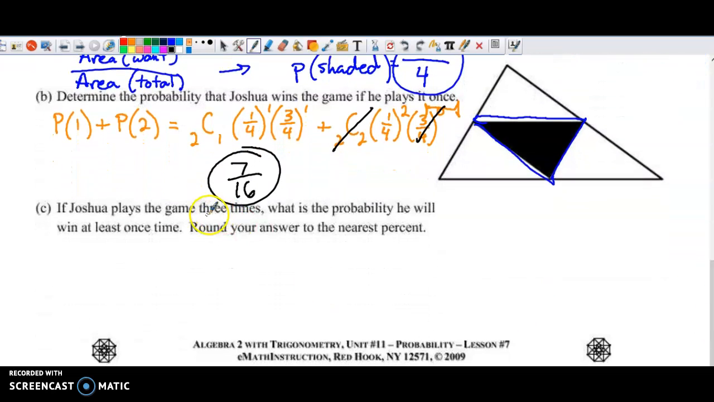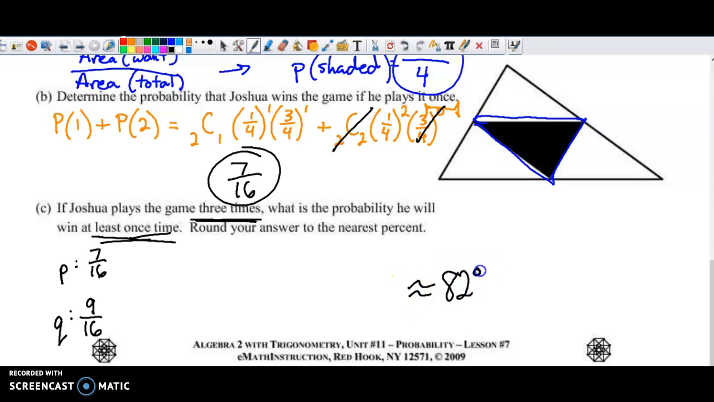Well, what if Josh plays 3 games? What's the probability he will win at least 1 time? So this is a little bit different. Now your probability of success is 7/16, and your probability of failure is, what would that have to be? The opposite would be 9/16. I'm at the end of my time, so I'm going to give you the answer and bring your question to class. It's about 82%.